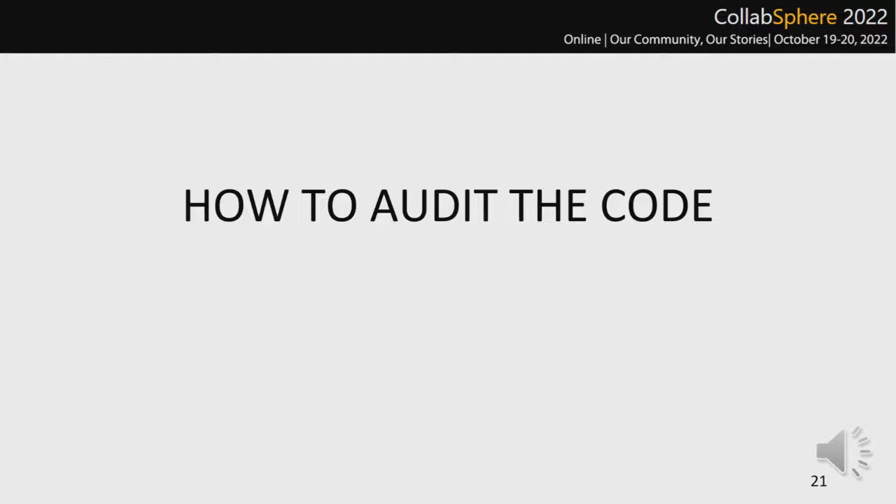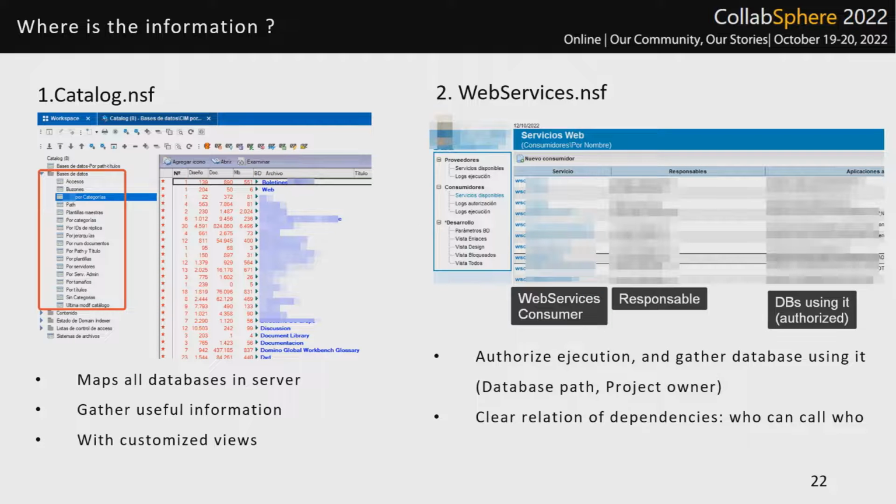How to audit the code. We will show you what we analyzed, why we did that, and how we did that. First, we need to know where our information is.